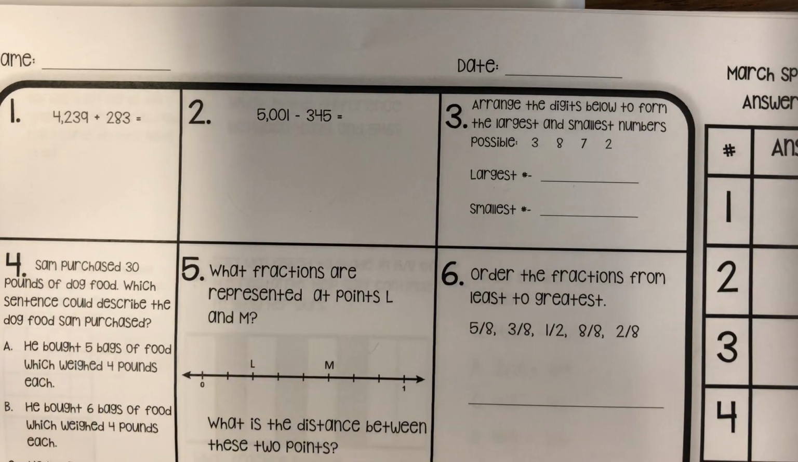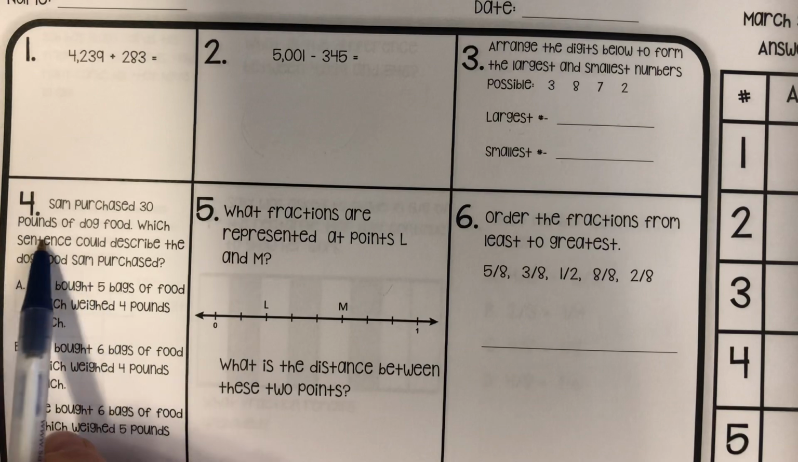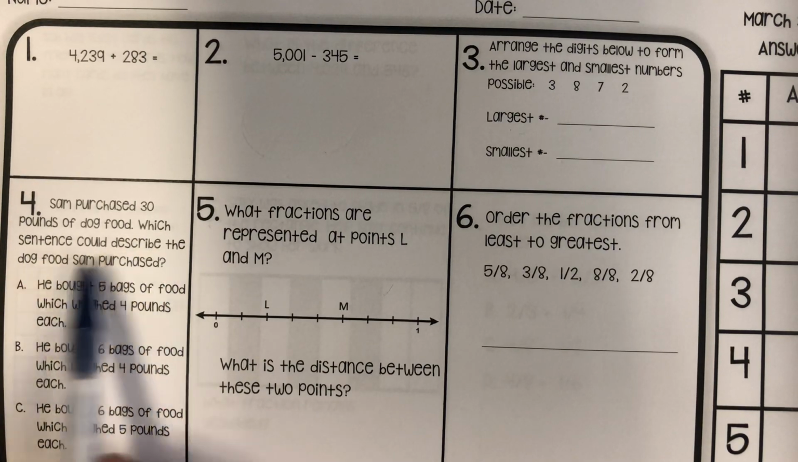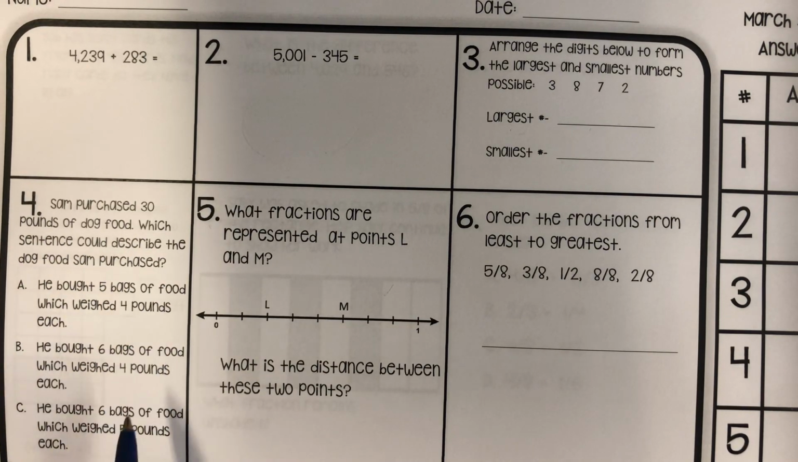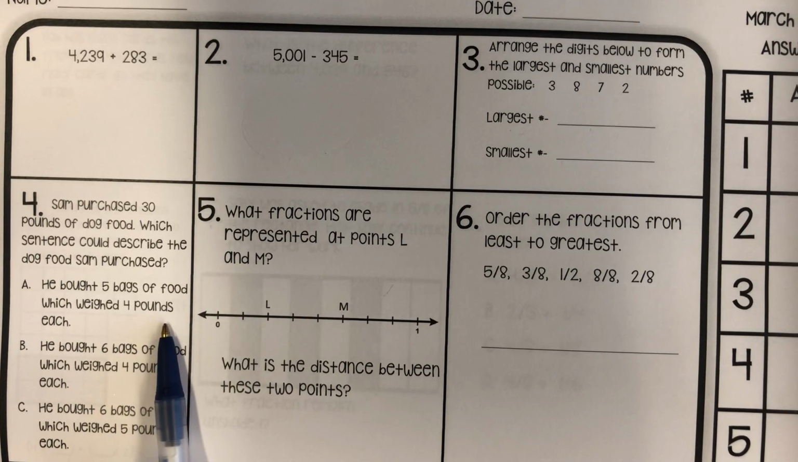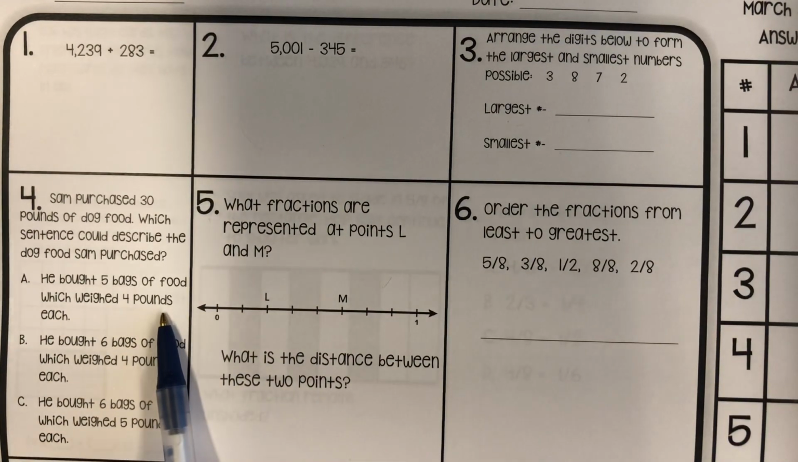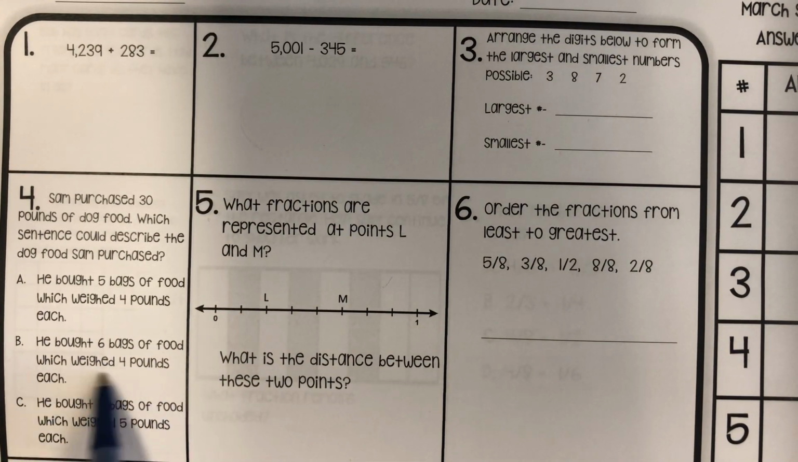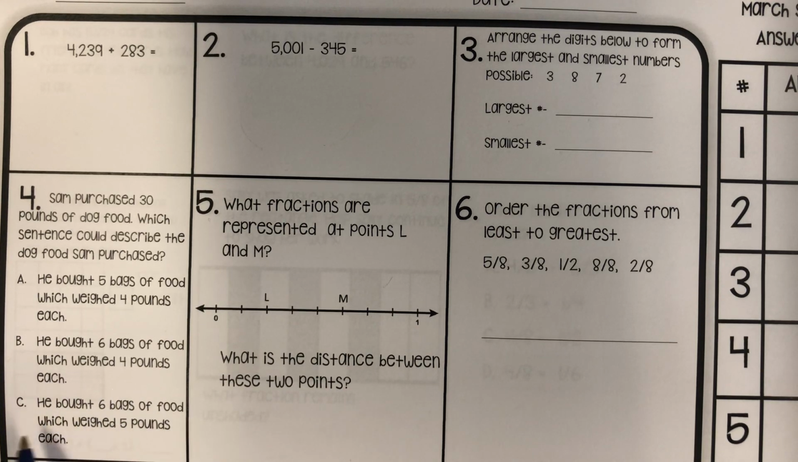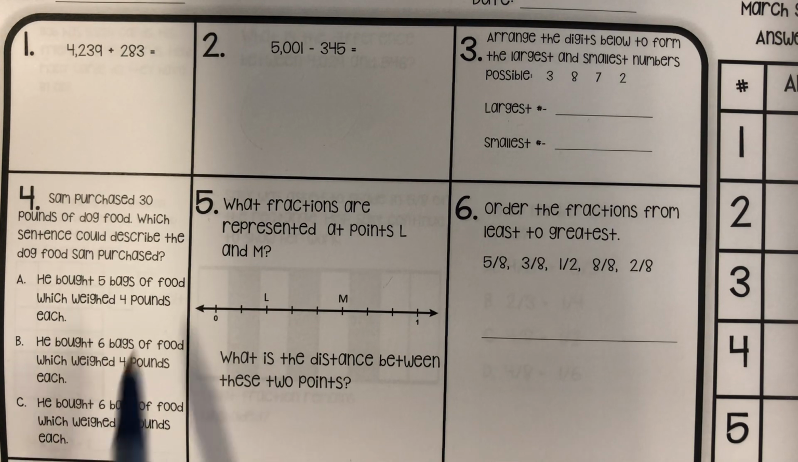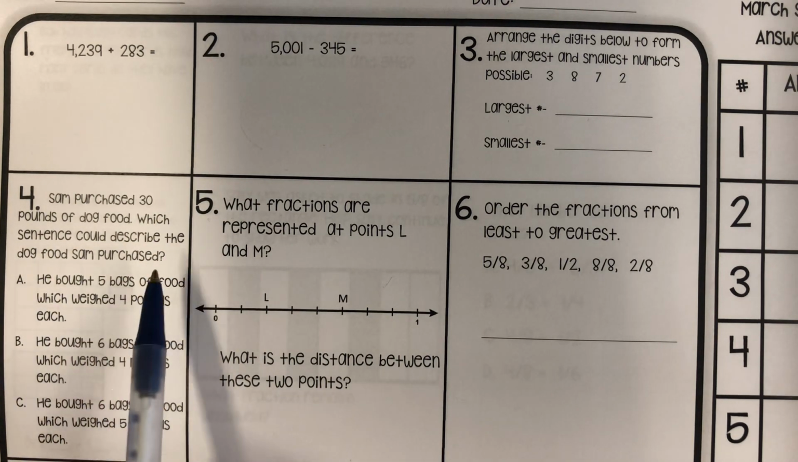Number 4, Sam purchased 30 pounds of dog food. Which sentence could describe the dog food that Sam purchased? He bought 5 bags of food, which weighed 4 pounds each, or he bought 6 bags of food, which weighed 4 pounds each, or he bought 6 bags of food, which weighed 5 pounds each. We want to know which one of these, A, B, or C, would equal 30 pounds of dog food.